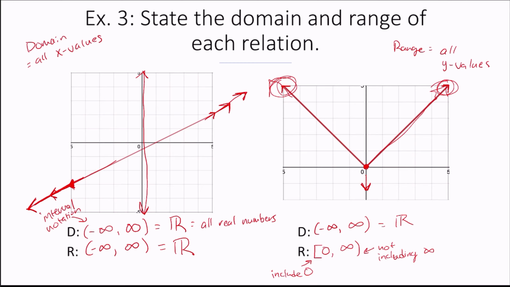Infinity always gets the parenthesis because infinity is not a number. You can't include infinity. So infinity always gets the parenthesis. But 0 and other numbers will get a parenthesis if we want to go right up to them but not include that number, and we'll get a square bracket if we want to include that number. So here, the range does include 0. There is a point at 0. So we want to use the square bracket.